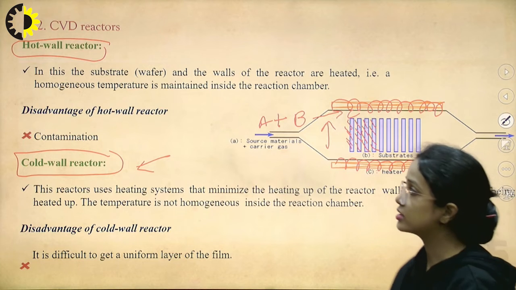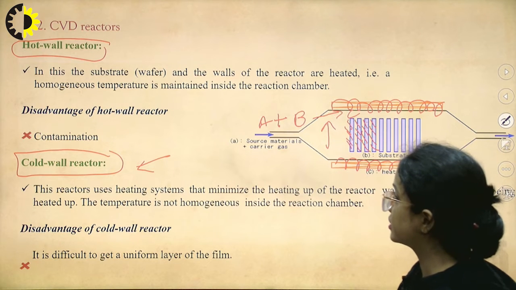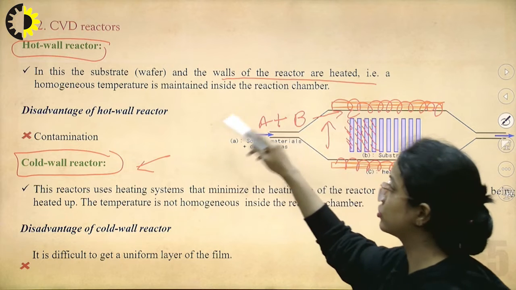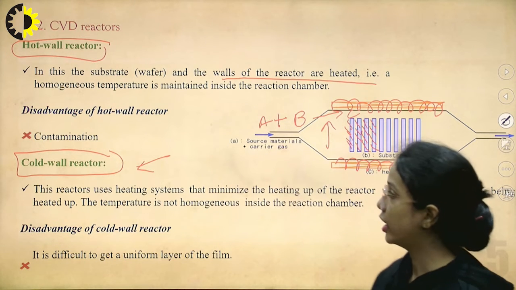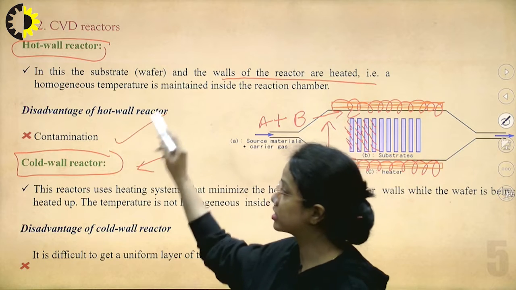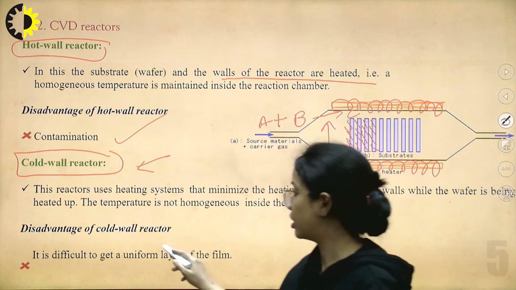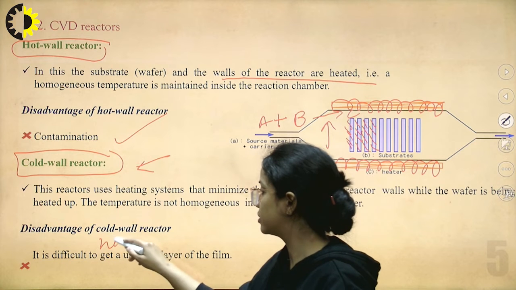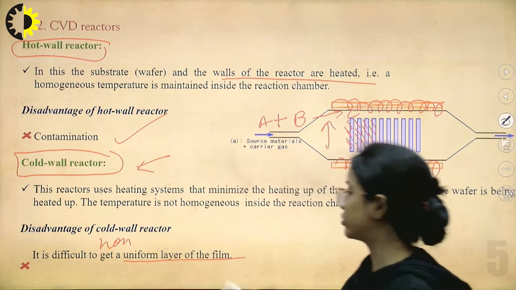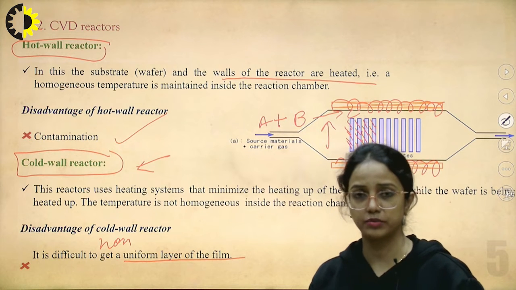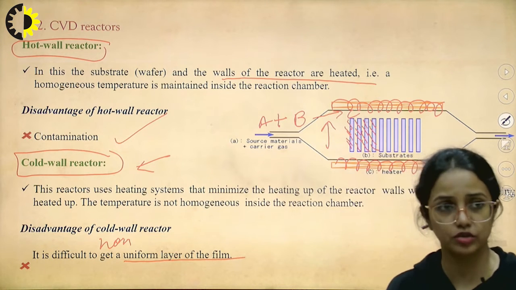In the other case, the substrate and the walls of the reactor are heated up. So it is called hot wall. The disadvantages here are contamination and a non-uniform layer of the film. So depending upon the parameters which we decide, we can choose either of them.